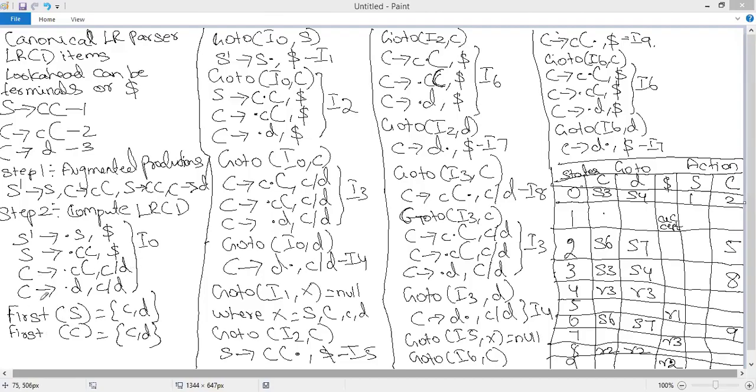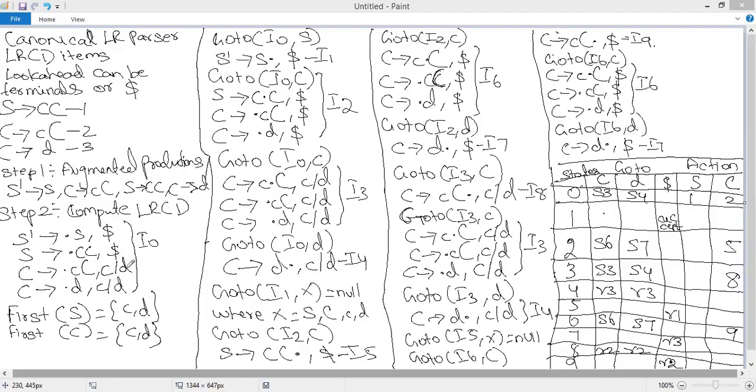The next thing is C tends to dot D comma. Now what will be the look ahead symbol? Again you have to see the parent production rule. After this dot the C is there. So what is the first of C? First of C is C comma D. Okay, that will be mentioned as the look ahead symbol. So now this is the I naught production rule.